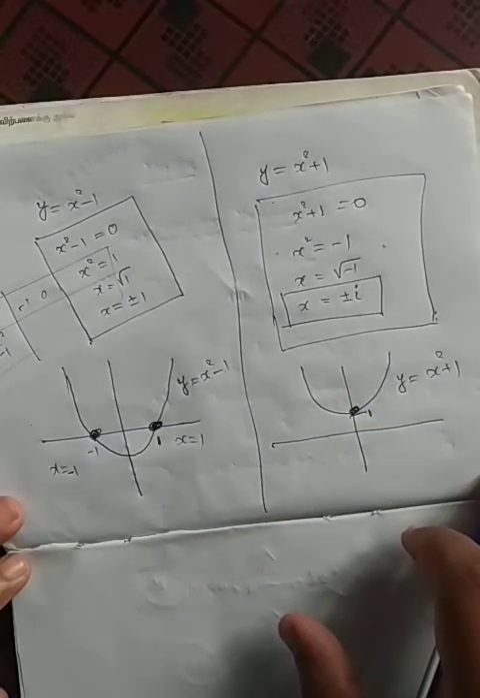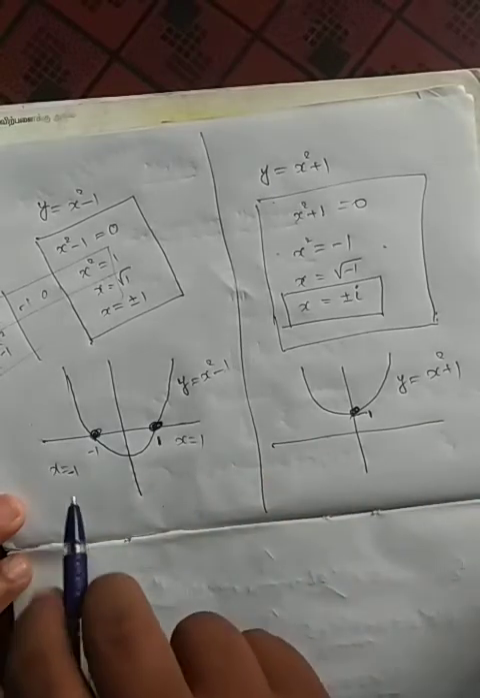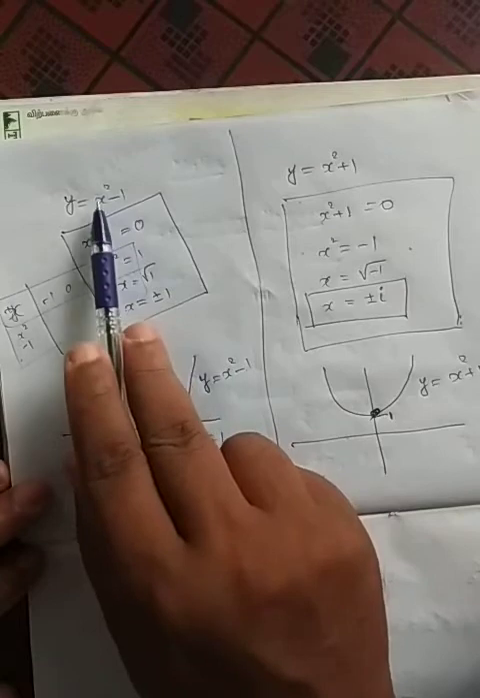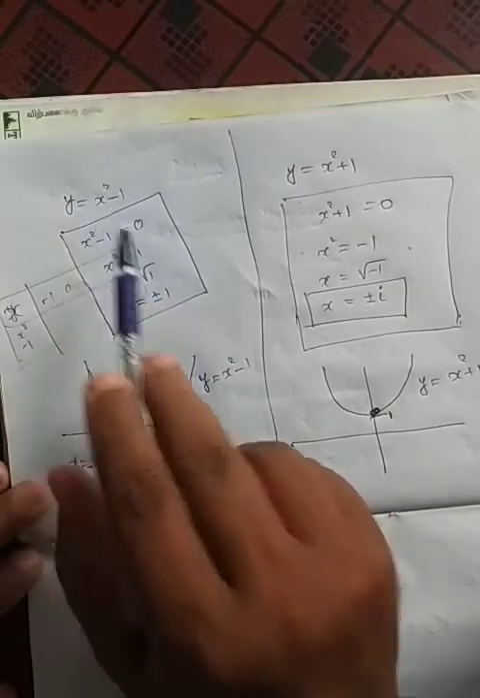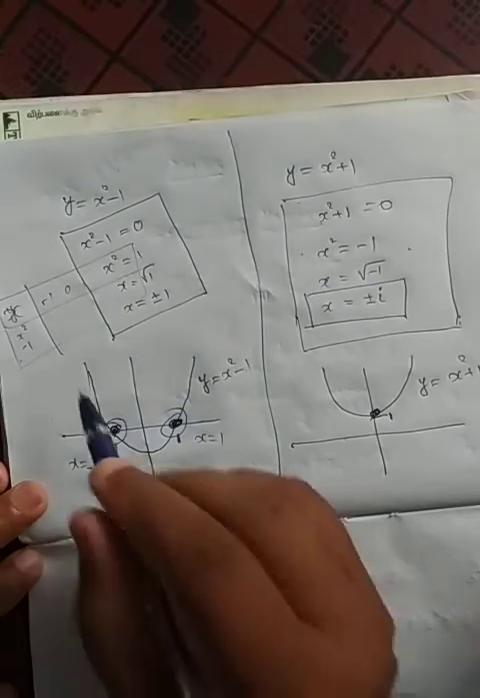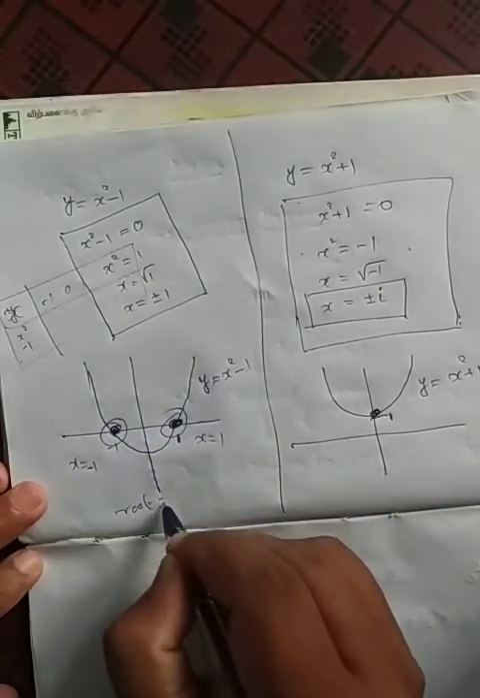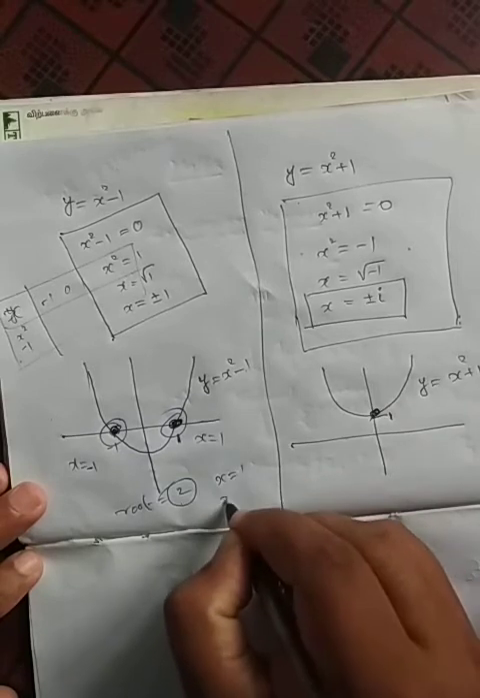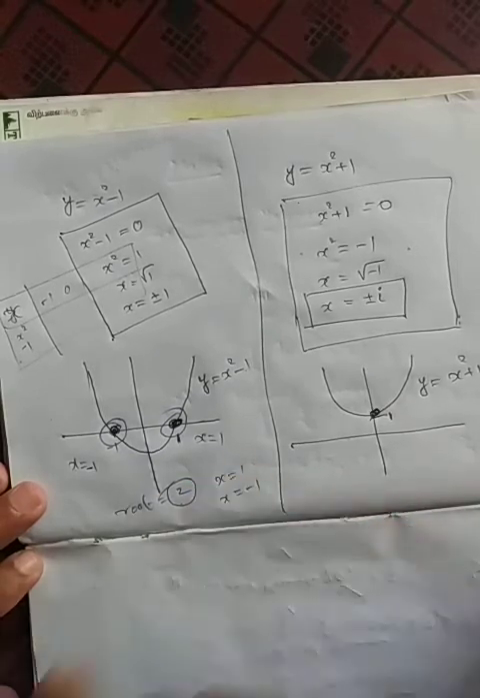So here there are 2 solutions. As you know, the degree of the equation is 2, because the highest power of the variable is 2. So definitely it will cross the x-axis at 2 places. So how many roots are there? 2 roots. What are the values? x equal to 1 and x equal to minus 1. These are the 2 root values.